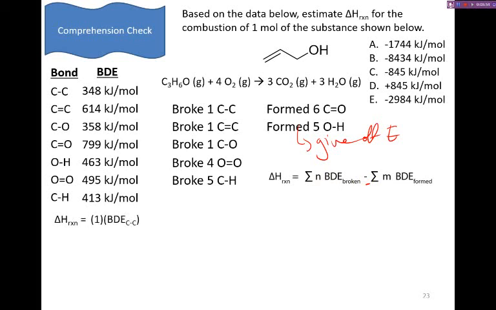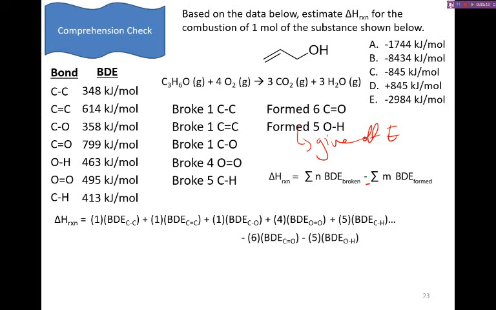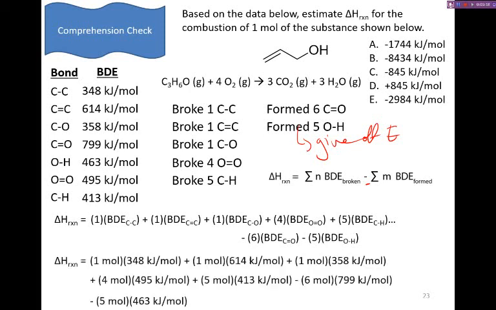So we have 1 carbon-carbon bond, 1 carbon-carbon double bond, 1 carbon-oxygen single bond, 4 oxygen-oxygen double bonds, and 5 carbon-hydrogen single bonds that are broken. Then we're going to subtract the 6 carbon-oxygen double bonds and the 5 oxygen-hydrogen single bonds. We can then plug in those values and solve, and we get negative 17,044 kilojoules per mole.